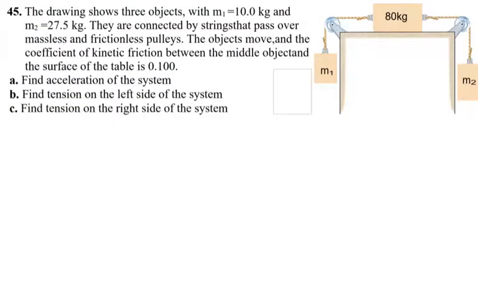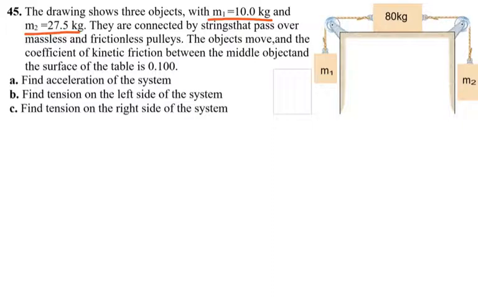Let's look at this example. What you have here is three objects with masses of 10 kilograms, which is m1, and 27.5 kilograms, m2. They are connected by a string that passes over massless and frictionless pulleys. The objects move, and the coefficient of friction between the middle object, that is 80 kilograms, and the surface is 0.1. It doesn't have the measurements. Because m2 is heavier than m1, we know that the objects will move to the right.